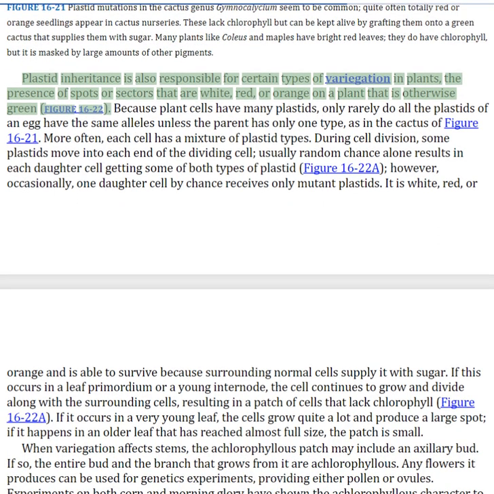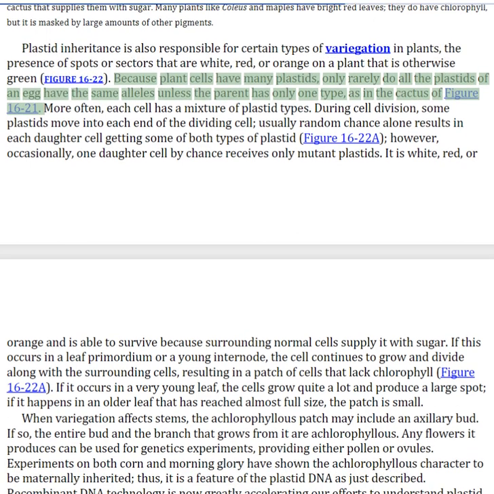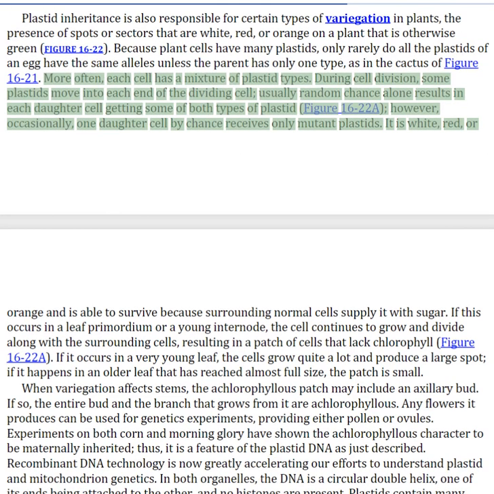Plastid inheritance is also responsible for certain types of variegation in plants, the presence of spots or sectors that are white, red, or orange on a plant that is otherwise green. Because plant cells have many plastids, only rarely do all the plastids of an egg have the same alleles unless the parent has only one type, as in the cactus of Figure 16.21. More often, each cell has a mixture of plastid types.